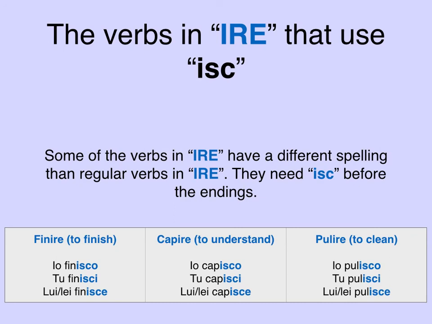So when you are not sure if a verb in ire needs the isc or not, the best way is to go onto an online conjugation site to look at the verbs or in your dictionary. But you can also buy one of those little books with a list of all the different Italian verbs and their conjugations. So that's very useful.